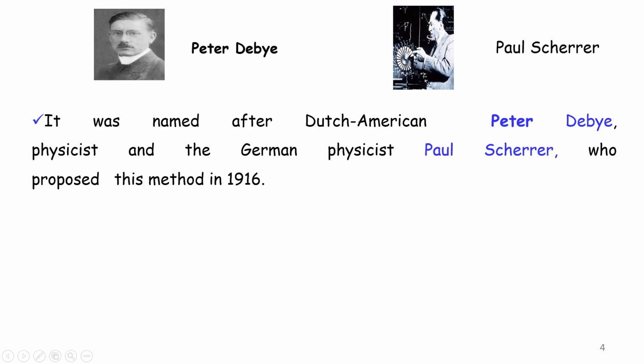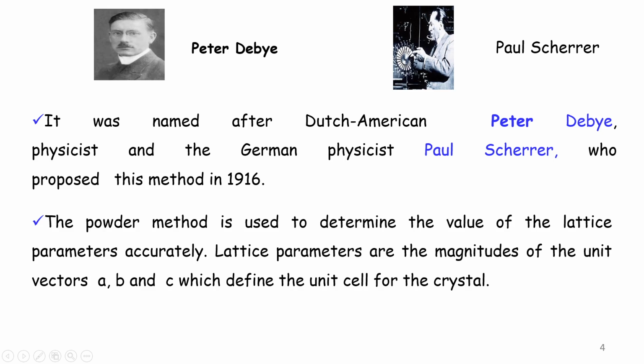The Dutch American physicist Peter Debye and the German physicist Paul Scherrer proposed the powder method in 1916, and after that it was named the Debye method. The powder method is very useful for the determination of the value of the lattice parameters very accurately. We know that the lattice parameters are the magnitudes of the unit vectors a, b and c, which are useful to define the unit cell of the crystal.